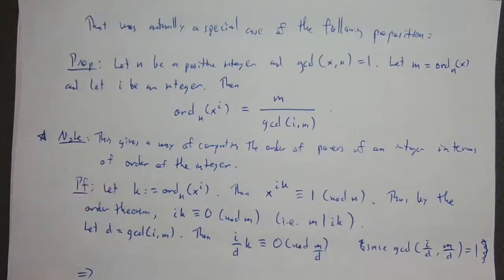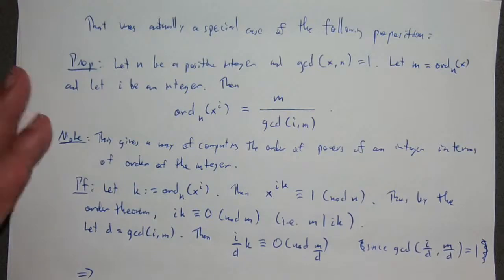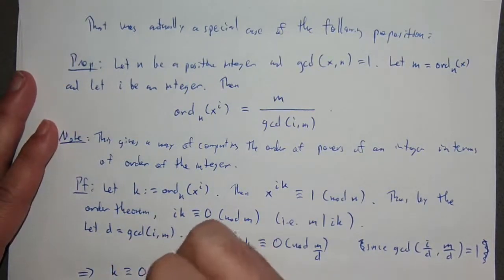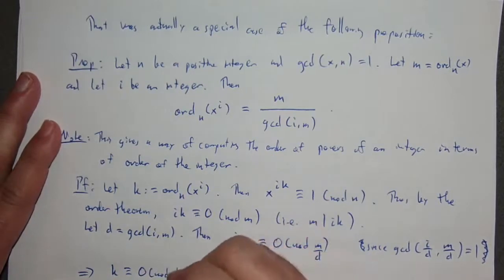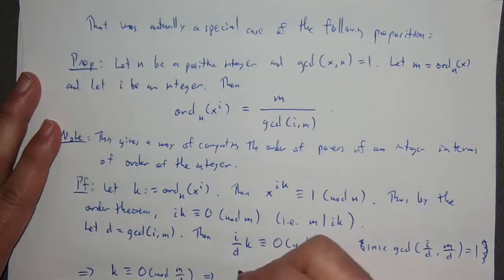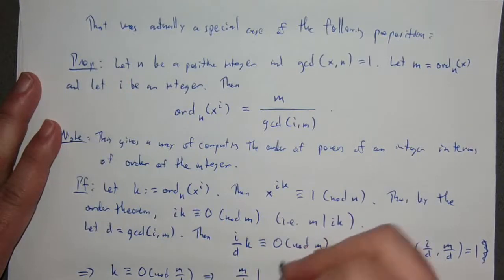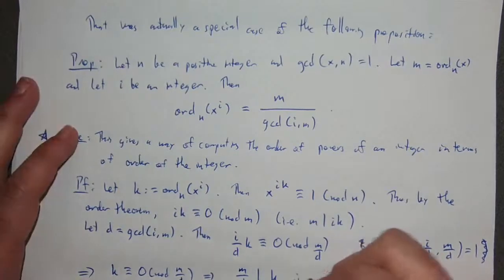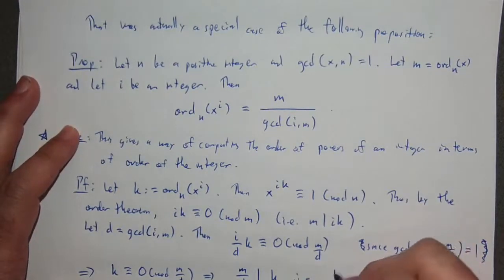So saying that the GCD of I over d and m over d is 1 means that I can divide by I over d. So dividing by I over d, this means that k is congruent to 0 mod m over d, which implies that m over d divides k, right? I.e. k is greater than or equal to m over d.